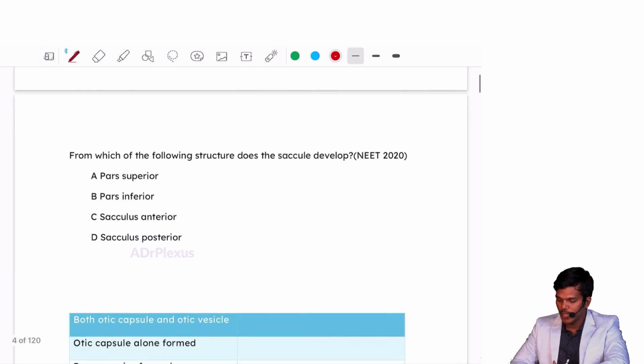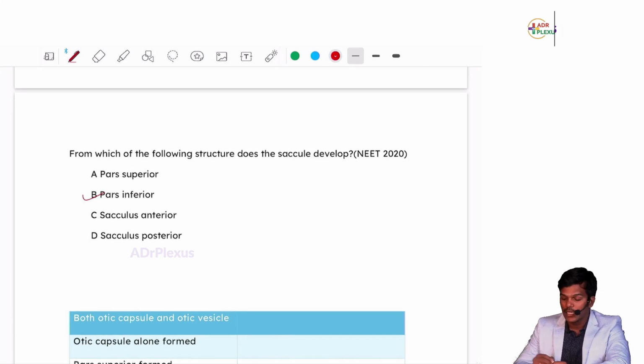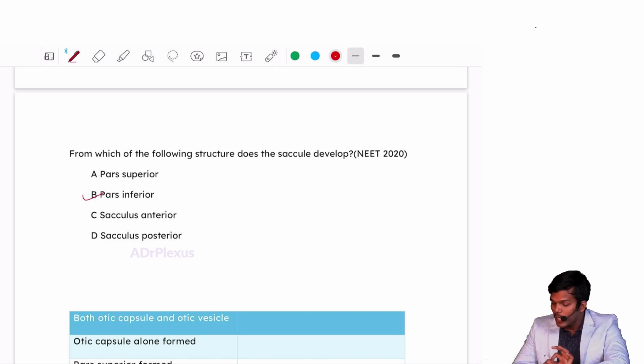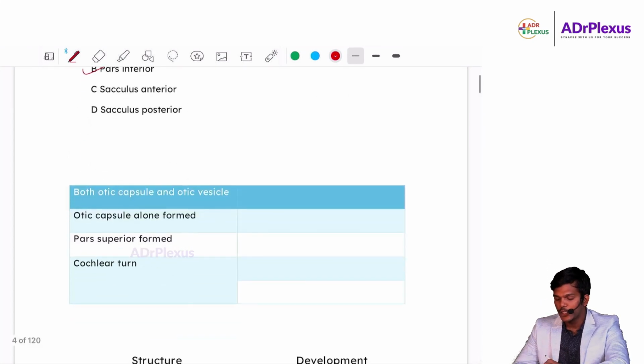Now let's jump into a question which was recently asked in NEET. Which of the following structures does the saccule develop from? As we know, the saccule develops from pars inferior. Saccule and cochlear duct form from pars inferior, whereas utricle and semicircular canal form from pars superior. So we are clear with the embryology part.